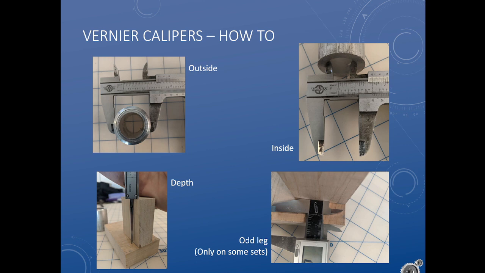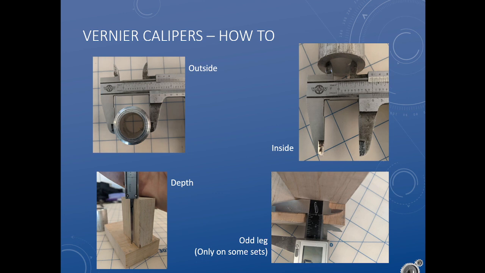These faces that look a little bit like a beak when they're closed, those are my inside calipers. I can put those inside an object. Give it a little wiggle. There's my inside measurement, 25.37 millimeters.